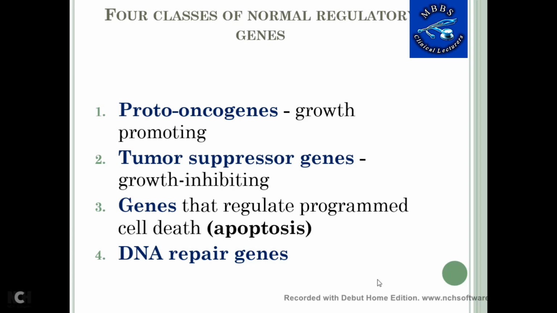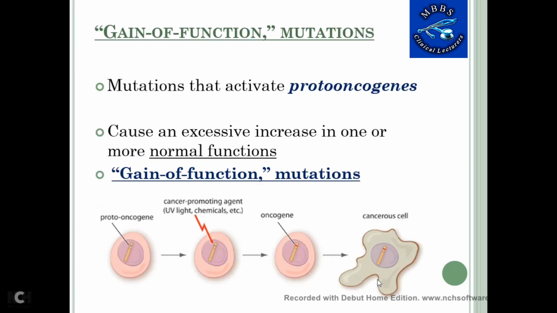Proto-oncogenes are the growth promoting genes. Growth promoting genes take part in many processes, and we will do all of these genes individually. And then there are gain of function mutations that activate the proto-oncogenes. They cause an excessive increase in one or more normal functions. Proto means promoting genes, right?